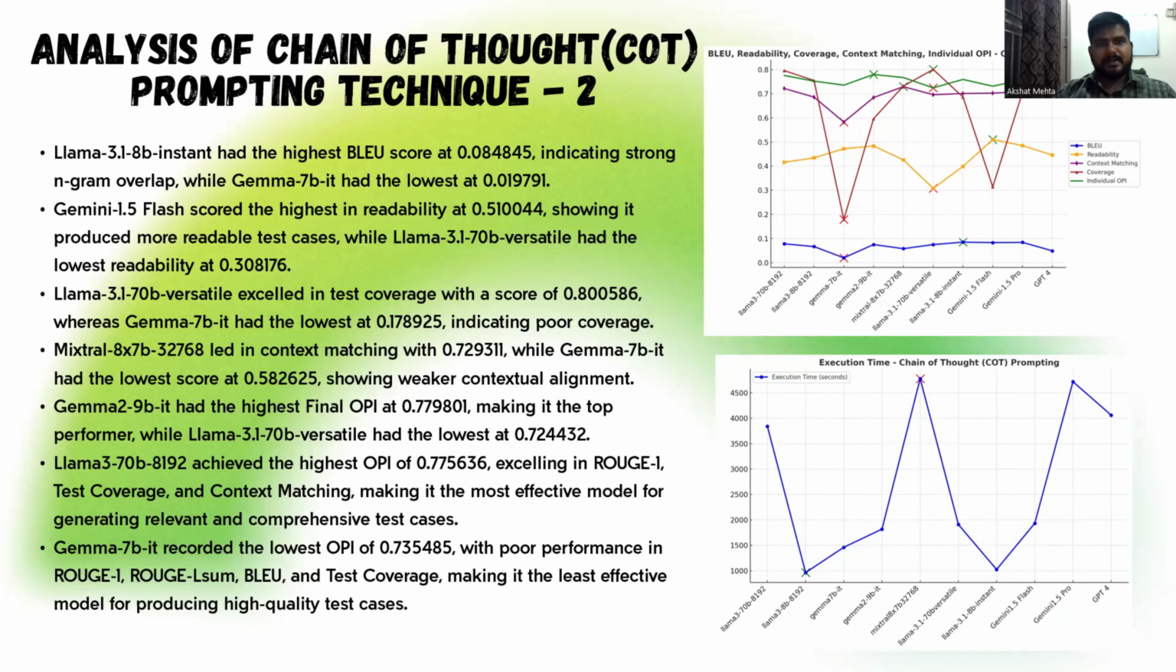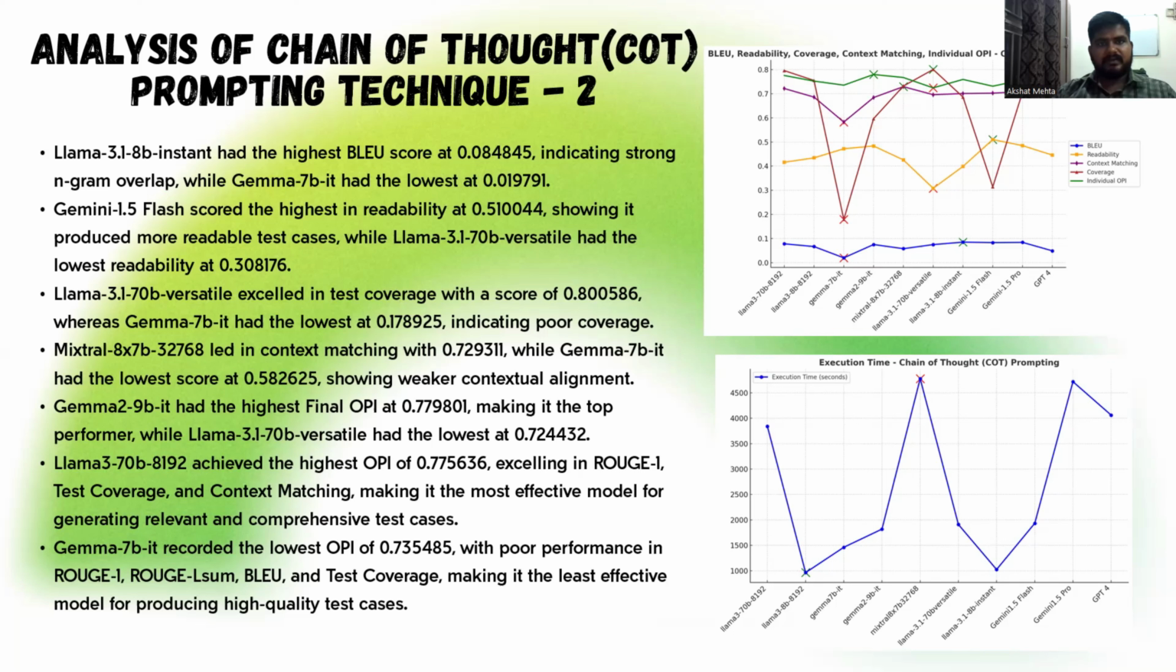For readability, Gemini 1.5 Pro scored highest with 0.510044, producing more readable test cases, while Llama 3.1 70 billion versatile had the lowest at 0.03081776. Next, with test coverage, Llama 3.1 70 billion versatile excelled with 0.800586, covering most of the key aspects. With Gemma 7B, we had the lowest score, 0.178925, missing important details.